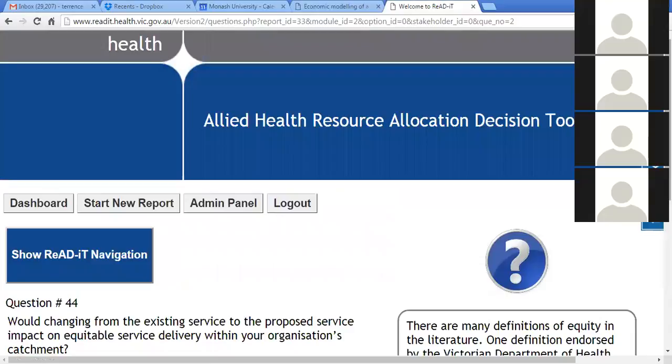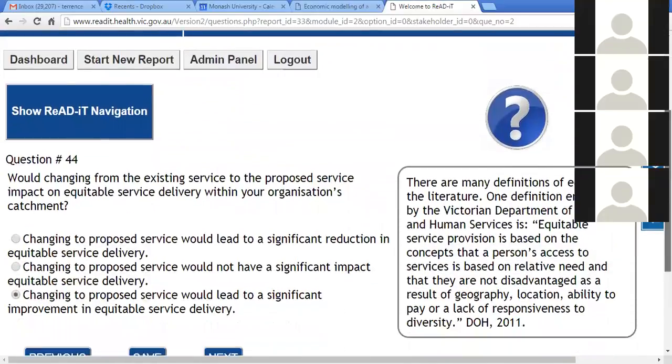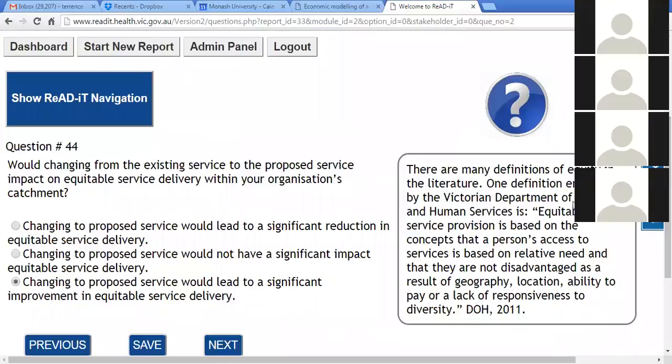Question 44 looks at the impact on equitable service delivery. Now, there is a definition of equity on the right-hand side here that has been provided by the Victorian Department of Health and Human Services. Obviously, there is a number of definitions of equity available in the literature. In this particular case, because we're dealing with a vulnerable group of older adults, lower socioeconomic background in the Frauto region who currently don't have any falls prevention services being provided to them, I felt that this would lead to a significant improvement in equitable service delivery.